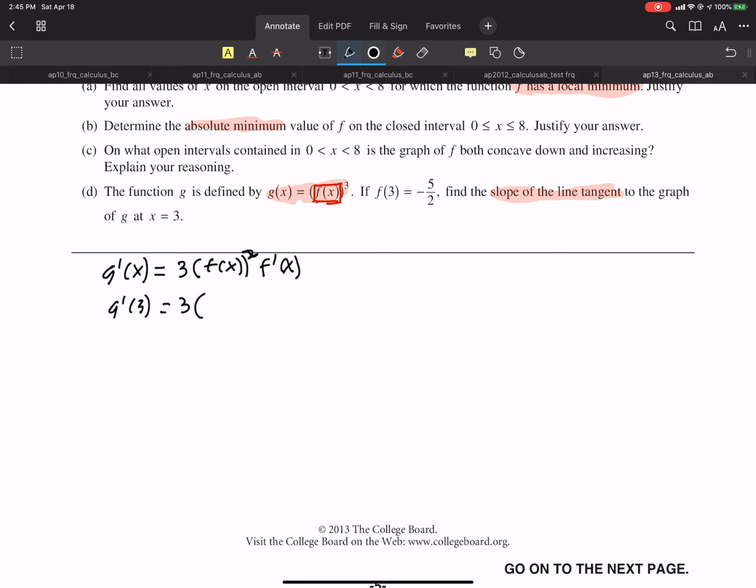What's f of 3? Well, they tell us right here. So that's going to be negative 5 over 2 cubed. I don't know why I have 2 of those thingy-mabobbers there. And then f prime at 3. Now, I guess to make this better, I'm just going to do this, so you're not wondering where that came from. Then let me plug in the numbers. So that's negative 5 over 2 squared. And then we have f prime at 3.